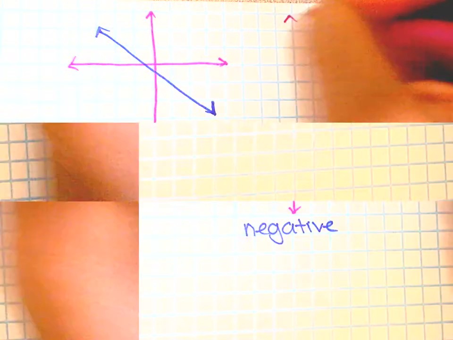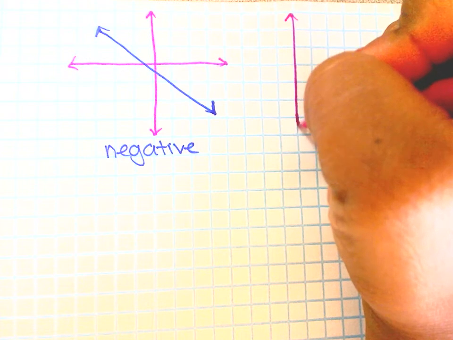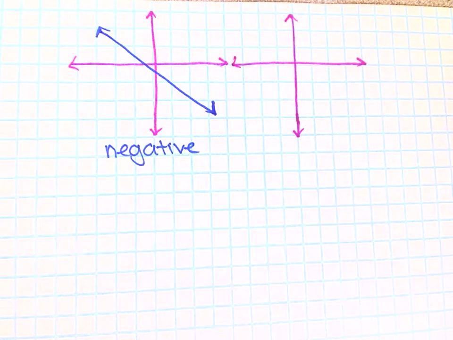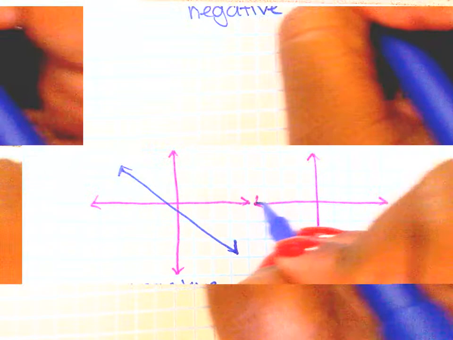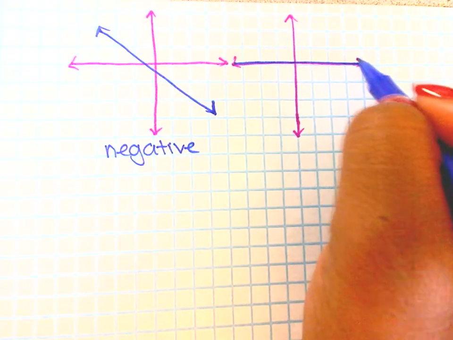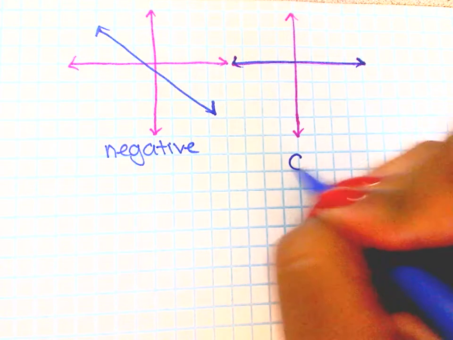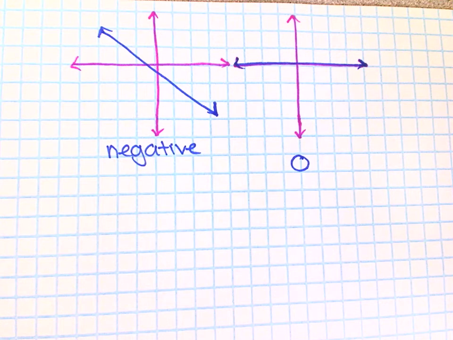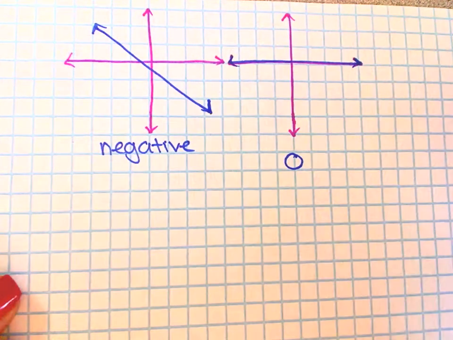Then you could have one that looks like this. And your line is exactly on top of the x-axis. So I'm using a different color. That slope would be considered 0. And that could be any horizontal line. If the line is just straight horizontal, I don't care if it's on the x-axis, okay, that's 0. Horizontal slope on the x-axis is 0. You're not going up or down, you're just going straight across. Okay? And the last one.